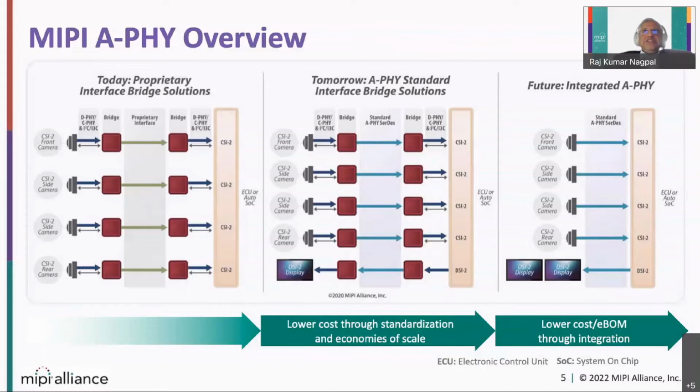The transition is going to happen in a manner wherein these bridge solutions will remain, but the proprietary interfaces will get replaced with the standard A-PHY solutions, which will be a middle position. Later on, these bridges will also be removed and the proprietary things will be gone. Then A-PHY will directly interface with the sensors, which will have MIPI protocols. So this is the future of A-PHY.